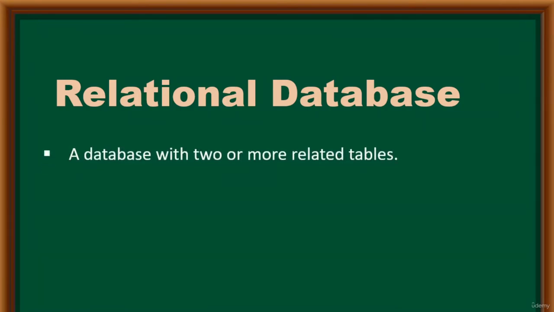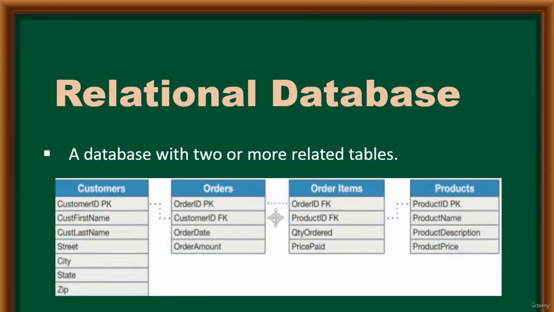Next, I want to introduce you to the concept of a relational database. A relational database basically is a database where two or more tables are related. So I'm going to show you a quick illustration. So this is an illustration where we have several tables in the database. So this customers is one table, orders is one table, order items is another table, products is another table.